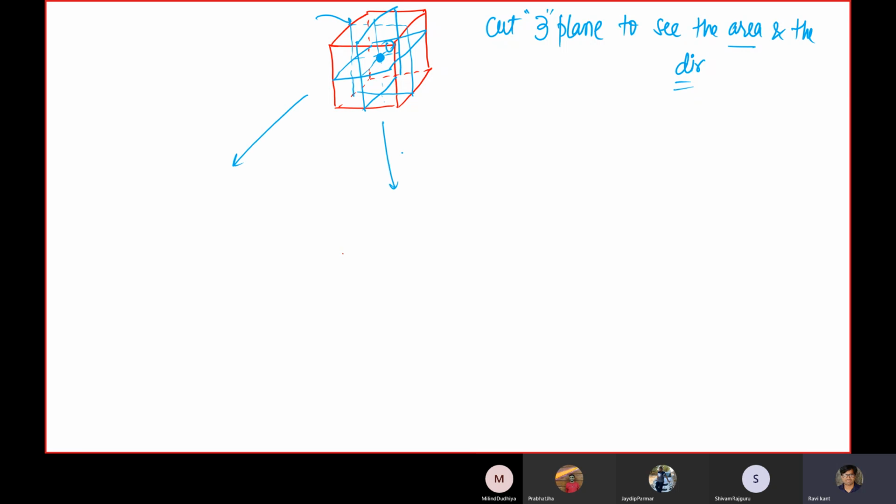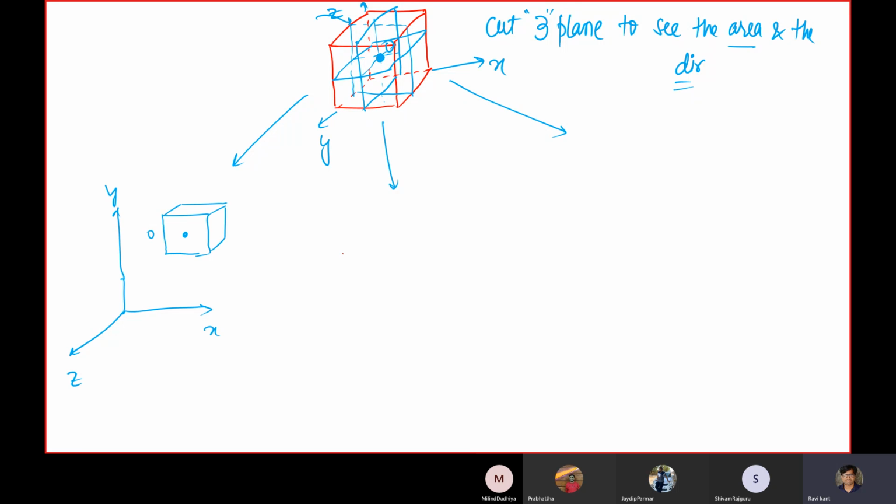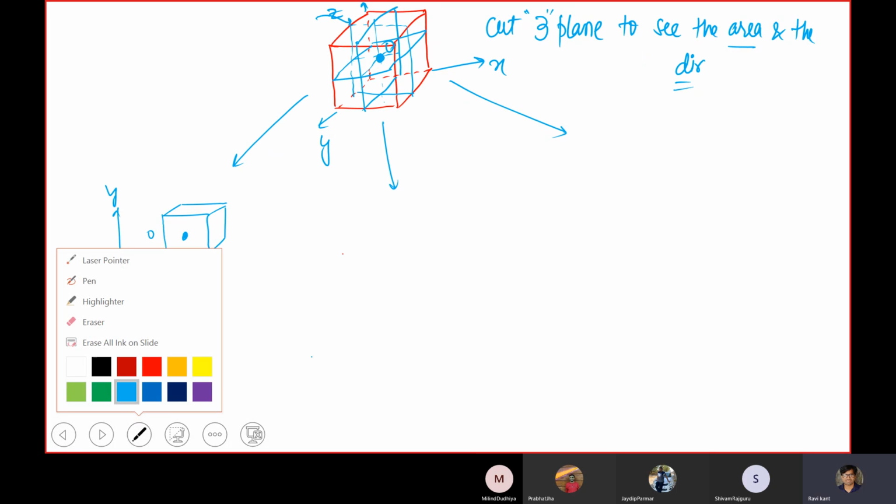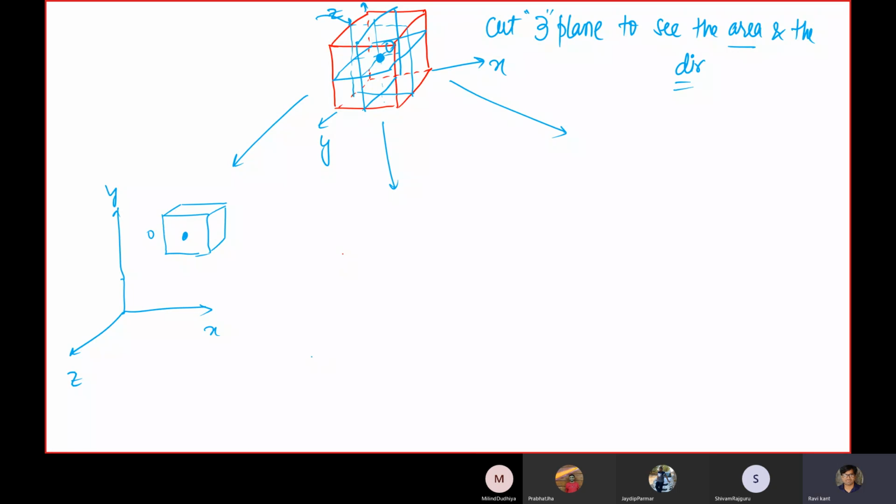Let's see. I will show all these cut sections here. Let's suppose this is my X, this is my Y, this is my Z. Now when I am cutting it, this is my leftover cube, and now I can see this point O here. Now I have the exposed area, and what area is this? It is the area normal.